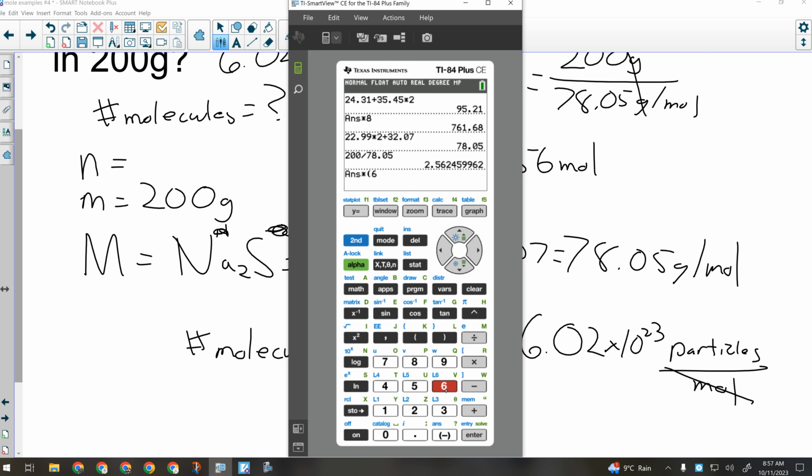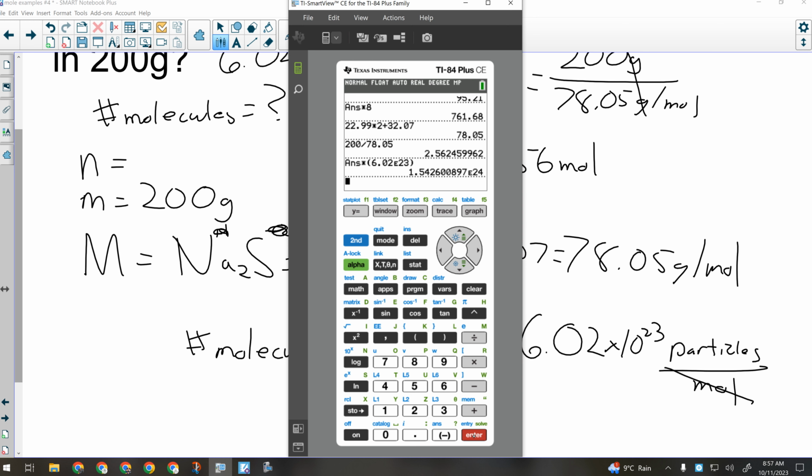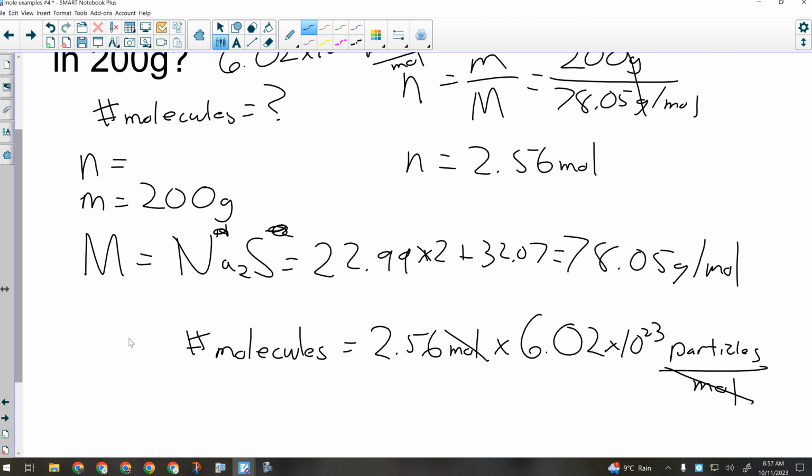Remember that that number does need to be enclosed in brackets for the purposes of countering the order of operations. All right, so we have 1.54 times 10 to the 24 molecules.